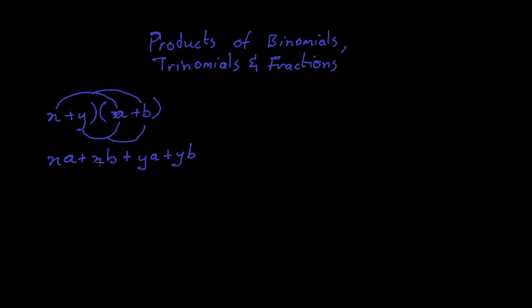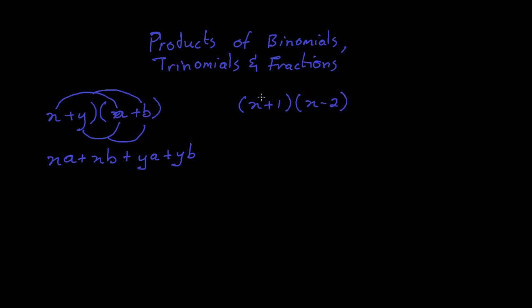Okay, so this is how we do it, guys. You multiply the x by the a, you get xa. You multiply the x by b, you get xb. Then you also multiply this y by the a, you get ya, and also multiply the y by b to get yb. So this is how you multiply a binomial by a binomial. So let me use an actual equation because there's another concept I want to introduce. So let's say we have x plus 1 here, and then we have x, let's say, minus 2.